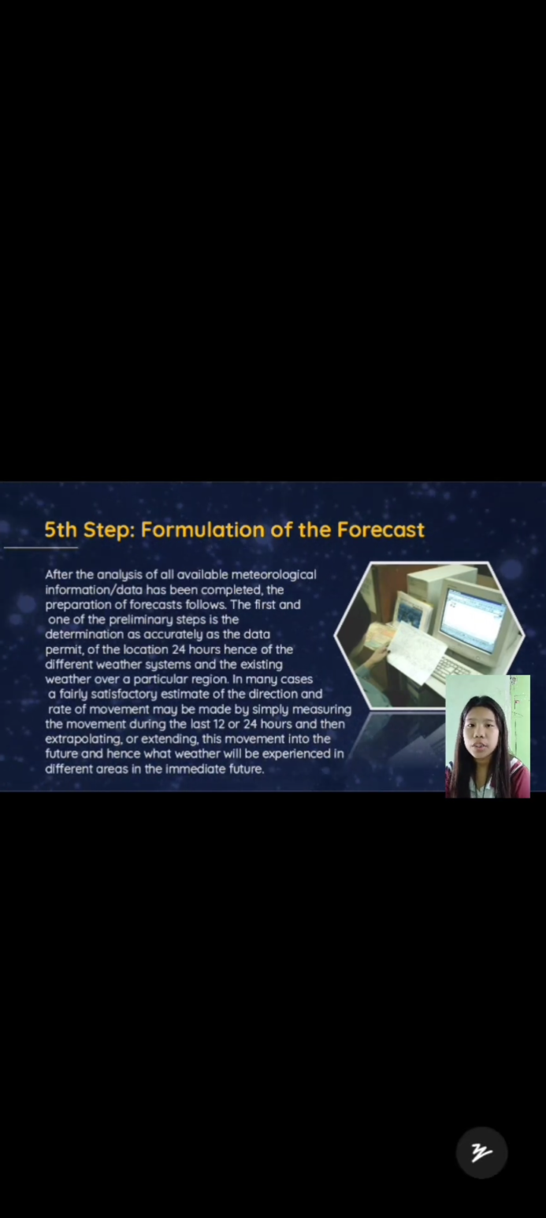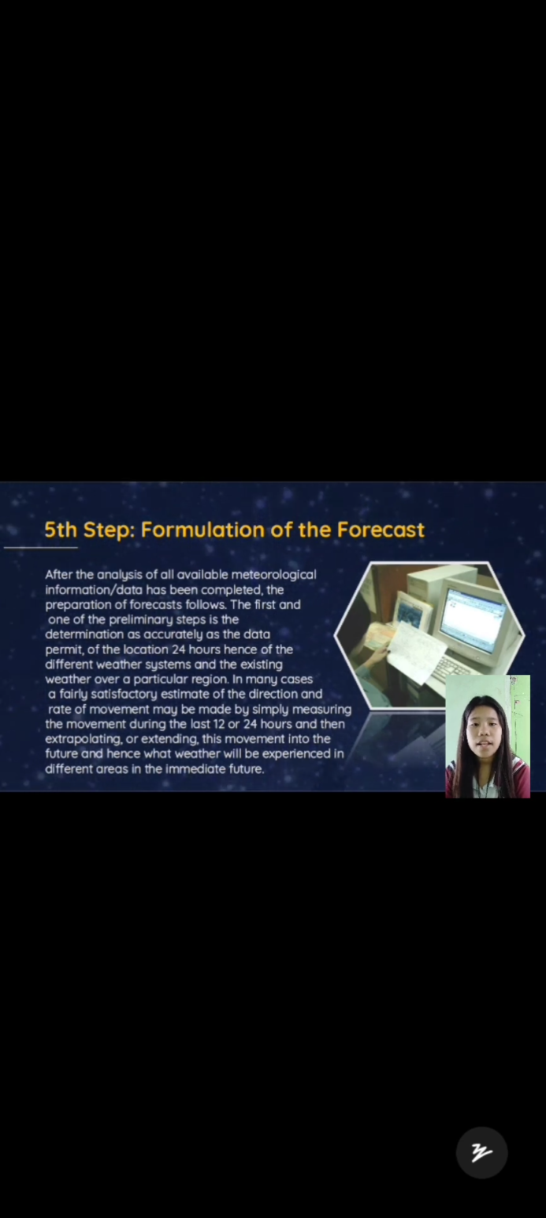So for the fifth and last step of basic weather forecasting, we have the formulation of the forecast. After the analysis of all available meteorological information or data has been completed, the preparation of the forecast follows. The first and one of the preliminary steps is the determination, as accurately as the data permit, of the location 24 hours hence of the different weather systems and existing weather over a particular region.